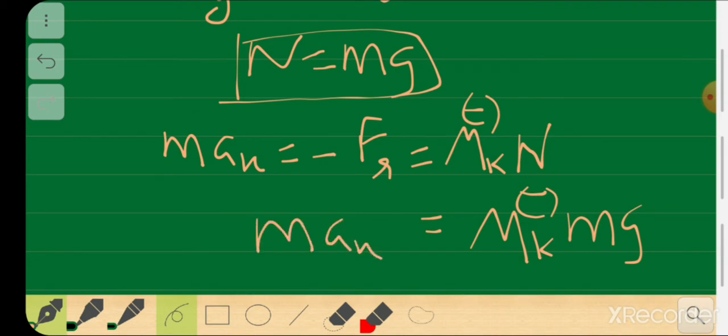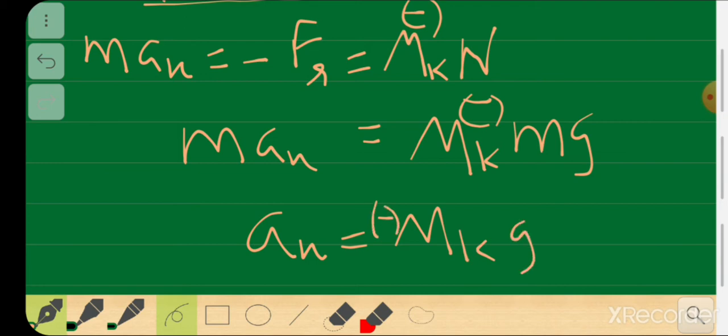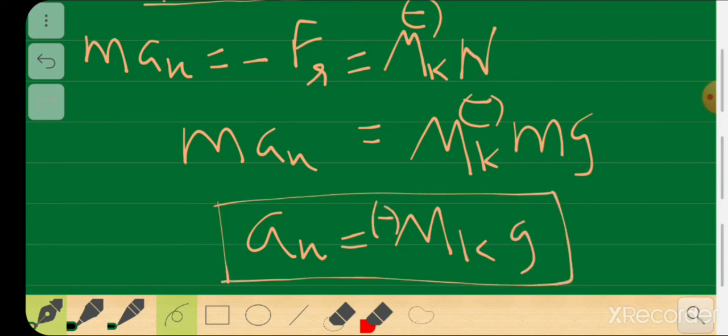So that is what the frictional force is equal to, max, right? Now m and m cancel, and so ax must be equal to minus mu k times g. So ax is equal to minus mu k g. Okay, we found that.